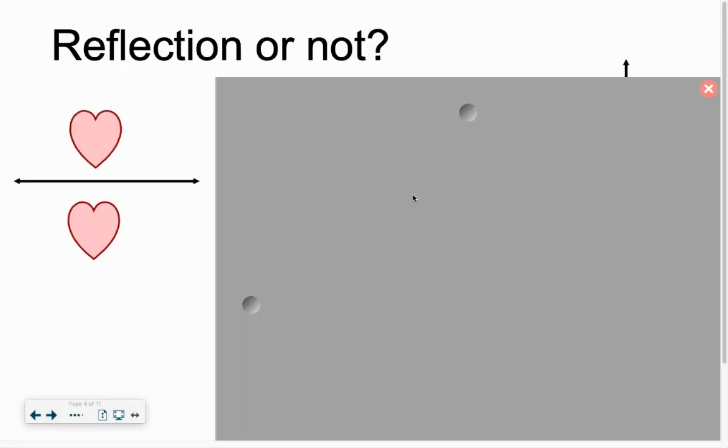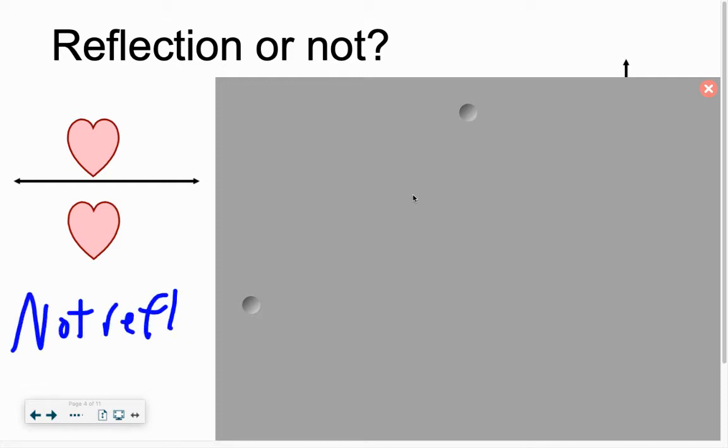In front of you, you can see all three examples. I'm going to look at them one at a time. Again, today we're not looking at a translation. A translation is where I slid this down, and it's the exact same. We want to know if I took that heart and folded it over the line, would it be flipped down here and be the opposite? Well, when I drag it like this, we can see it's not. So it's not a reflection.